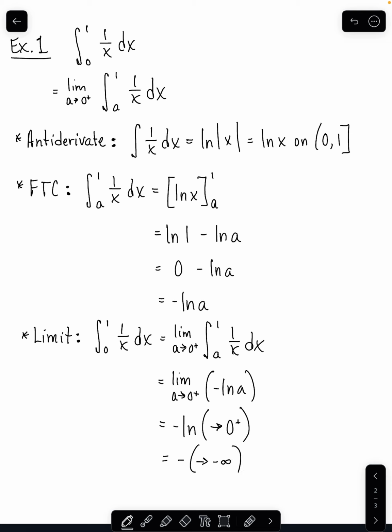So we have the opposite of something that is approaching negative infinity. Therefore, this is approaching positive infinity. And thus, this integral diverges.